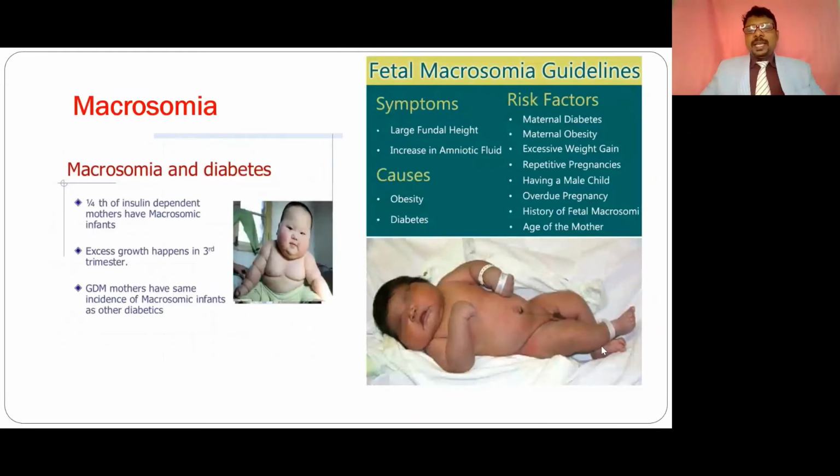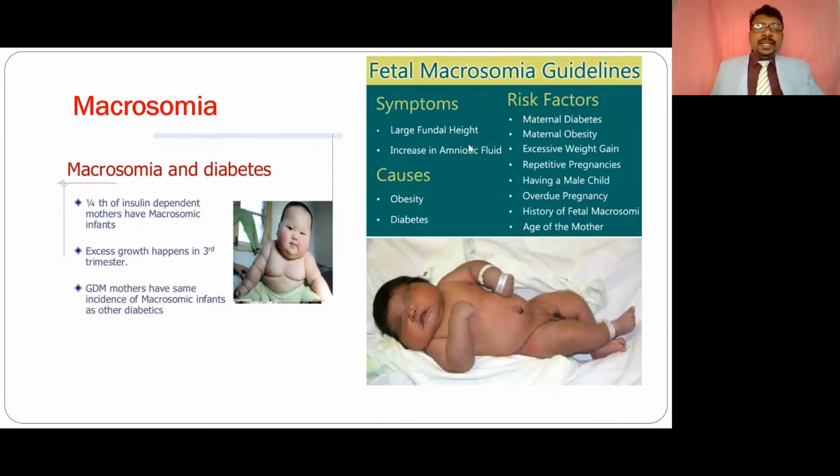At this time, they may get other complications such as macrosomia. Macrosomia is nothing but excessive weight of the baby, more than 4 kilos, 4 point something kilos. Anybody having risk factors may get this macrosomia. It happens because of many reasons: if the growth of the baby is large, with a large fundal height, the baby's size is bigger, so they may get macrosomia.